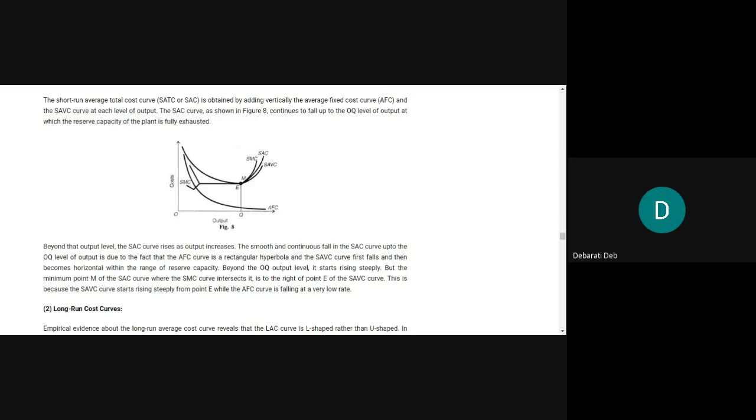Because it is a rectangular hyperbola and you are adding, no? You are adding this curve and you are also adding the average variable cost curve. So you take any example following this rule, you will see that when you are plotting the average fixed cost curve in the graph, the shape of that will come like the one which you can see right now, and the average cost curve. Okay, due to the shape of the rectangular hyperbola and the average variable cost curve, the average cost curve becomes like the one that will first smoothly and continuously fall till the level of OQ.